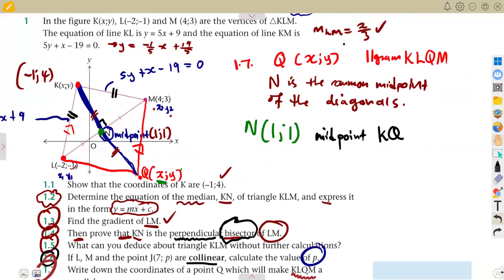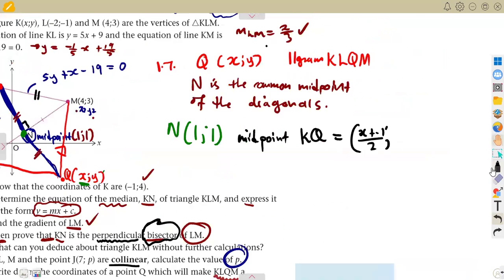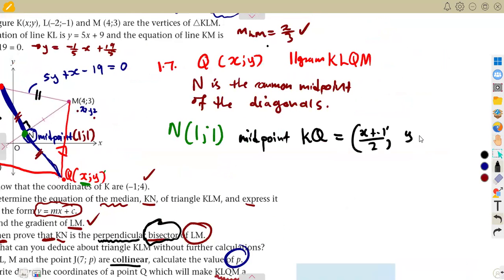Remember the formula: the x value plus the x value on the other side, over 2. So let's say we've got (x plus negative 1) over 2. The y value at this point Q is y, and the y value at the other point is 4. So this is (y plus 4) over 2. This is what you were supposed to have as your midpoint, in terms of x and y, the ones that you're given.